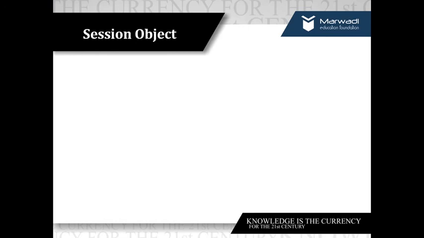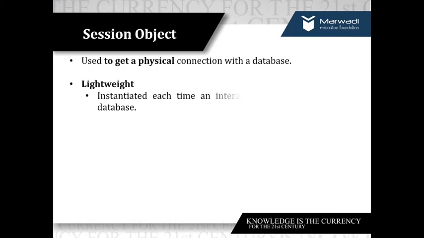Now let's come to the main hero of a Hibernate application, that is the session object. The session object is used to get a physical connection. Yes, this is the main object that directly deals with the database or the table on which you are performing the operations. It is very lightweight as compared to SessionFactory. It is instantiated each time an interaction is needed.